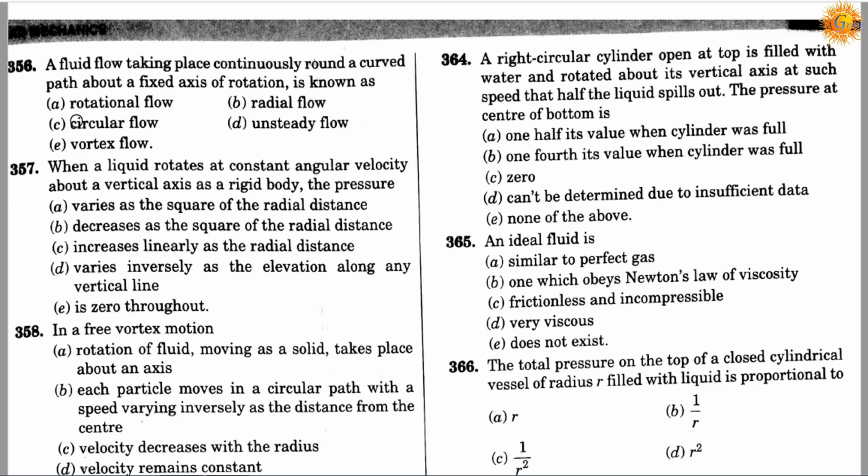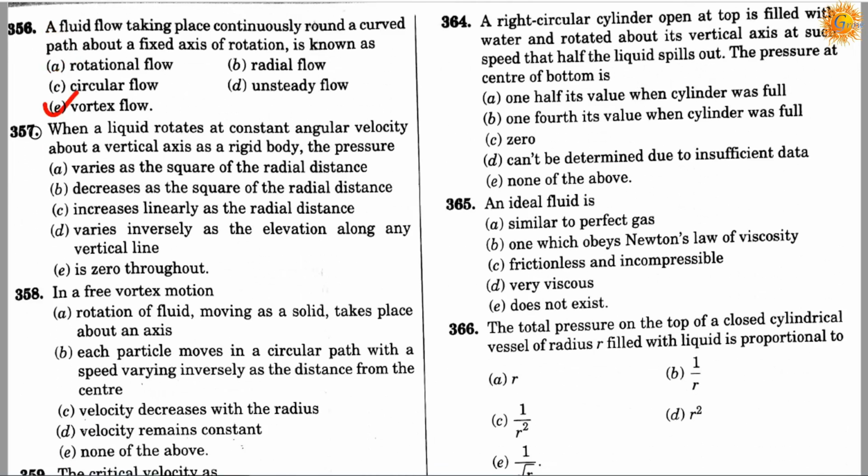Question number 356. A fluid flow taking place continuously round a curved path about a fixed axis of rotation is known as: option A, rotational flow; option B, radial flow; option C, circular flow; option D, unsteady flow; option E, vortex flow. So the correct answer is E. It will be vortex flow.